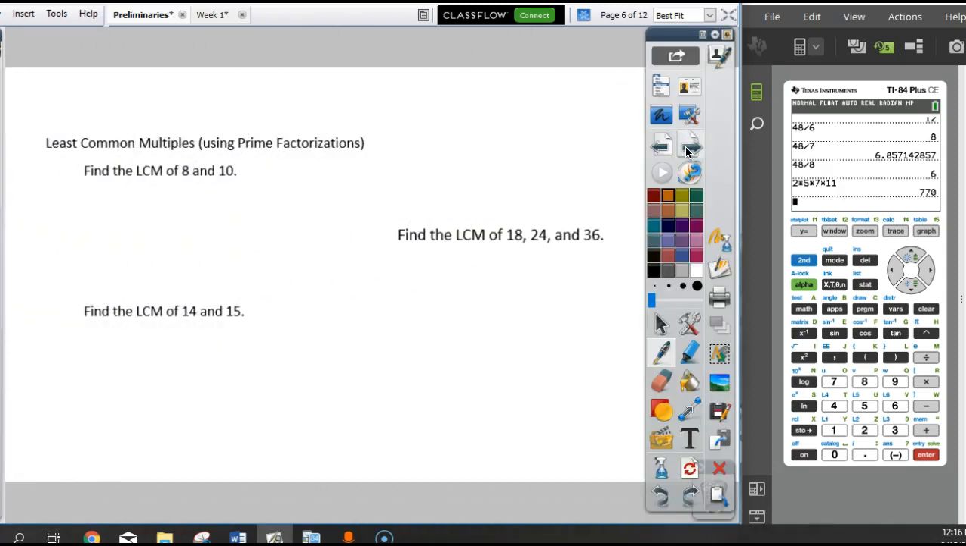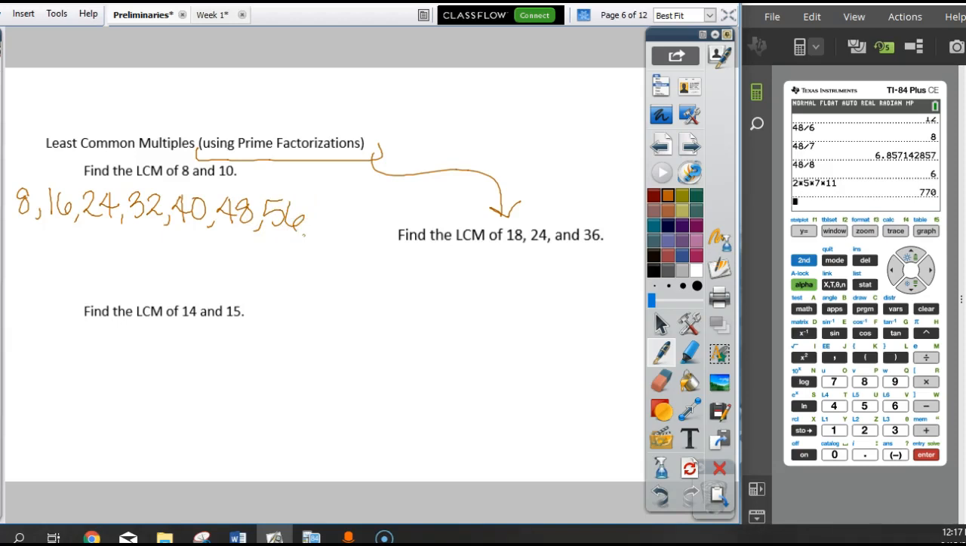So I want to find the least common multiple of 8 and 10, and we're going to use prime factorization for this one. But for these guys, we're just going to make a list. So I'm going to list my multiples of 8. So I have 8, 16, 24, 32, 40, 48, and I'll just go ahead and stop at 56. I may need to add some more.